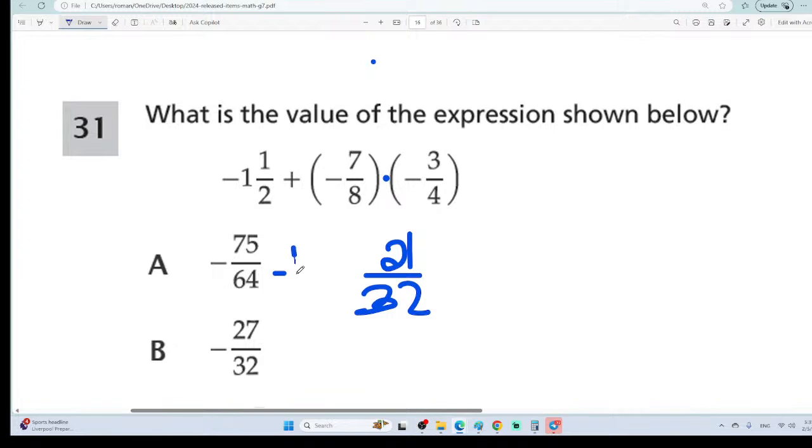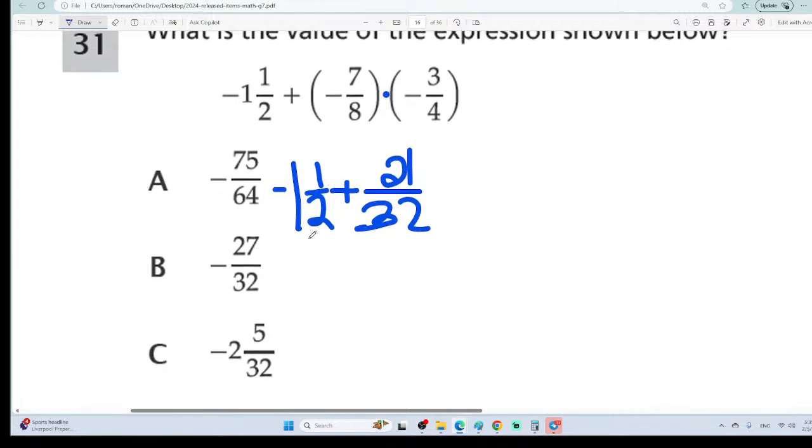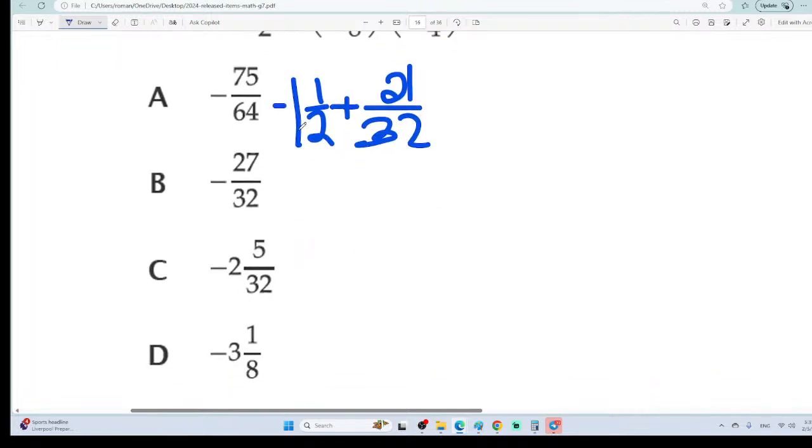And then it's going to be this plus, right? So now, it's going to be hard to actually get the right answer without converting 1 1/2 into an improper fraction. So let's do this. It's going to be 1 times 2 is 2 plus 1 is 3. 3 over 2 plus 21 over 32.